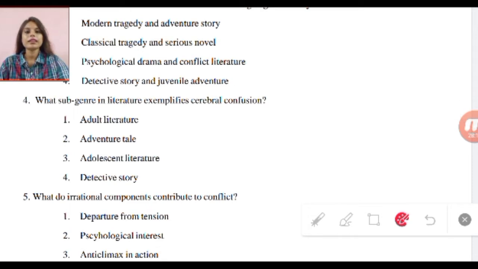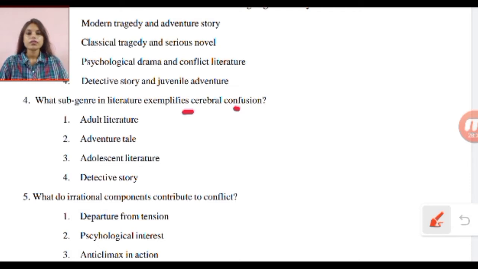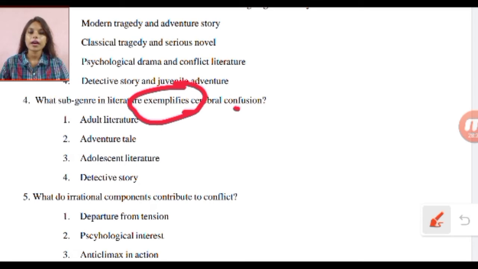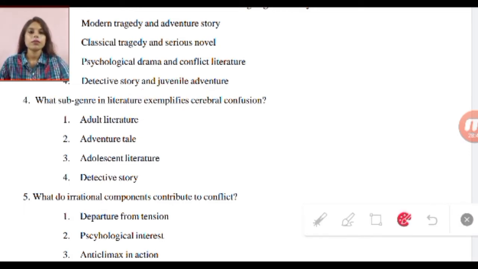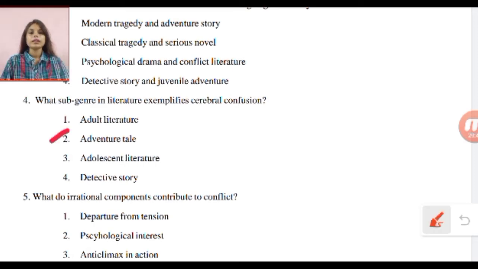What subgenre in literature exemplifies cerebral confusion? So they are talking about a subgenre in literature which will exemplify cerebral confusion. Now, talking about the question, what is exemplify? Exemplify means to give an example, or you can say to illustrate or to show. Okay, so you have to tell which subgenre gives the example of cerebral confusion. Now let me show you where you will get this answer.